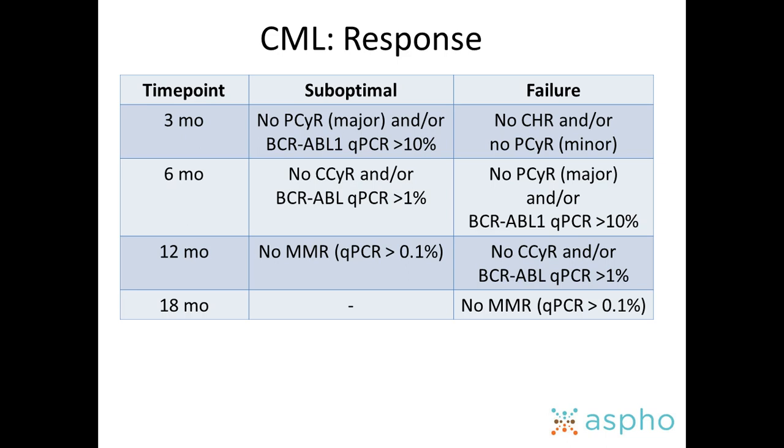So a suboptimal response and a frank failure at various time points. And I'm not going to go over these in detail, but I want this to be there for you to refer to. The bottom line is that to have a suboptimal response means that you're not going as fast as we'd like, and so you might want to consider changing tyrosine kinase inhibitors, doing mutation analysis to see if there's a resistance mutation that's developed, et cetera. Whereas failure certainly necessitates a change in therapy and may even necessitate starting to look for transplant.